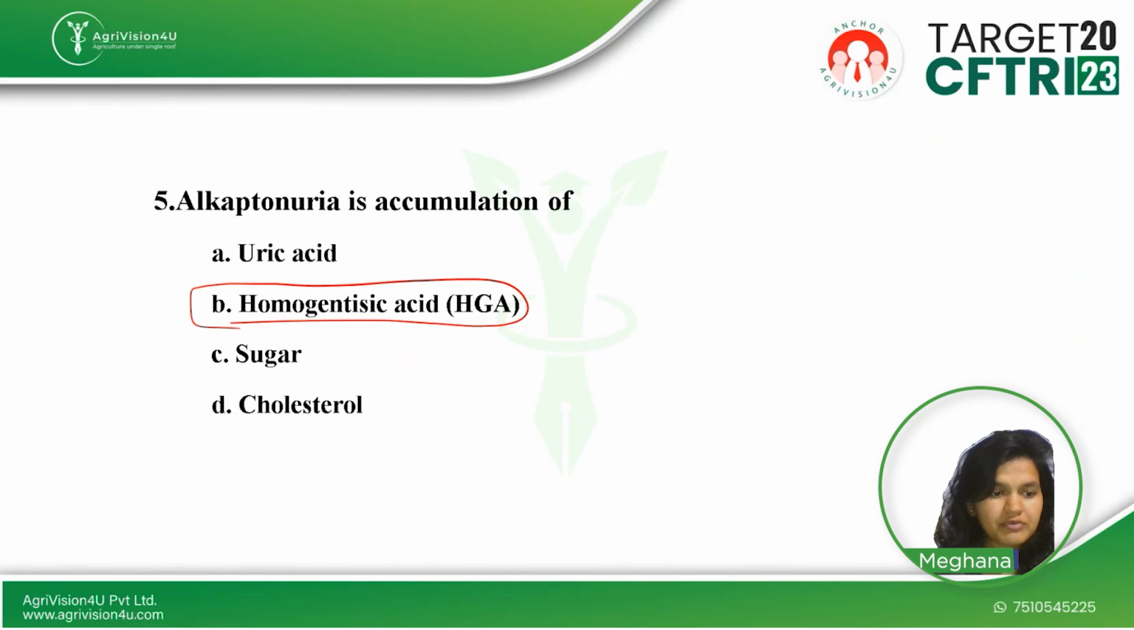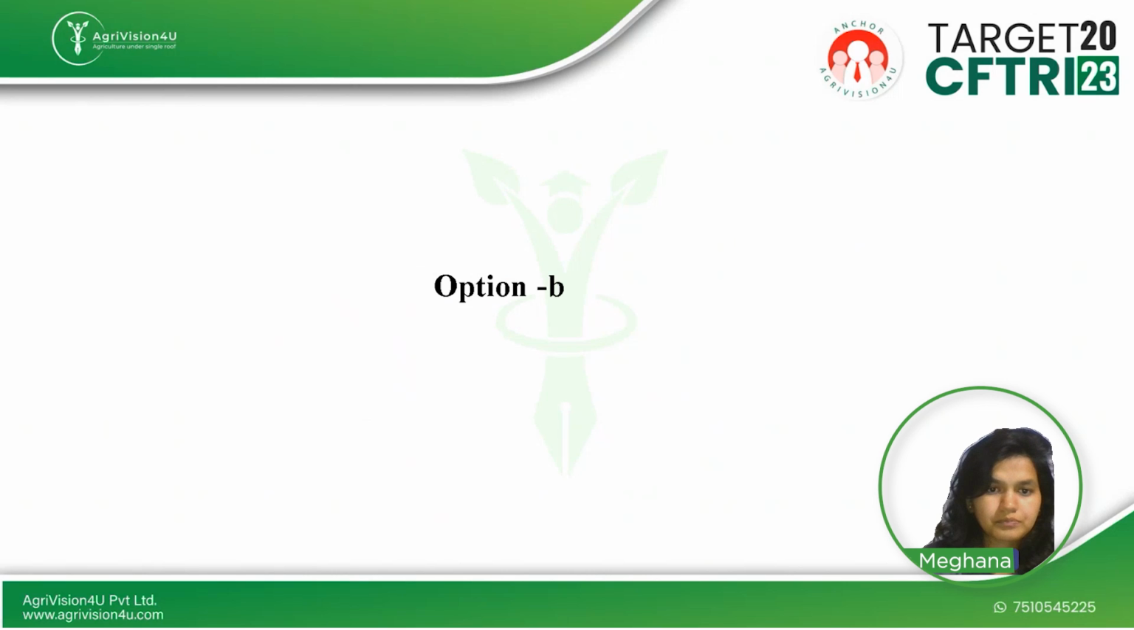If an individual is affected with this disease, there will be no functional levels of the enzyme that is required for digesting HGA, that is homogentisic acid. This further leads to dark urine production, or urine that turns black in color when exposed to the air. So the accumulation of homogentisic acid results in alkaptonuria.